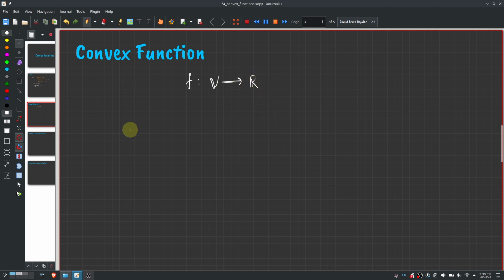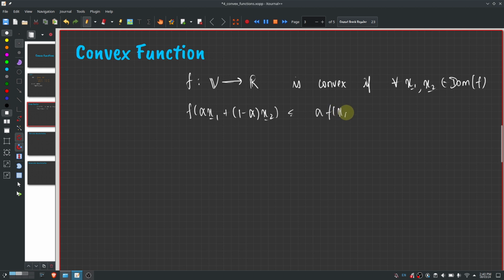So given a real valued function, we say that this is convex if for all x1, x2 in the domain of f, so this is the region where f is defined, we have f of alpha x1 plus 1 minus alpha x2 is less than or equal to alpha times f of x1 plus 1 minus alpha times f of x2, and this holds for all alpha between 0 and 1.